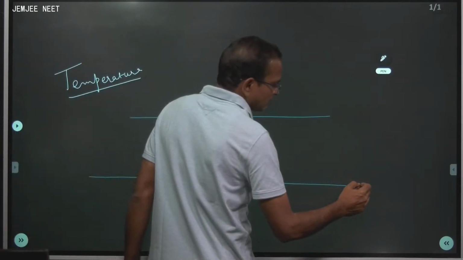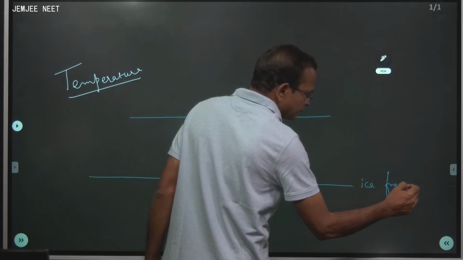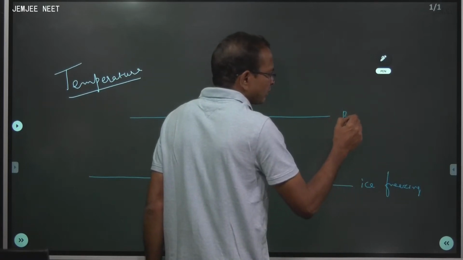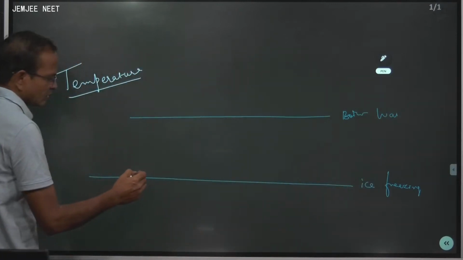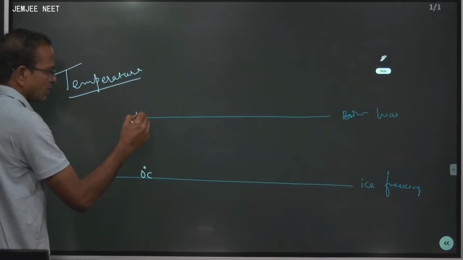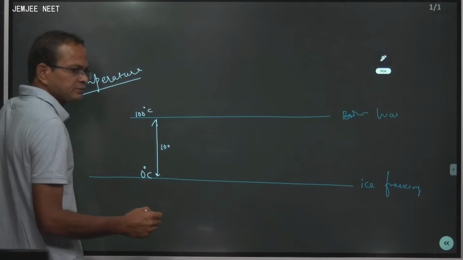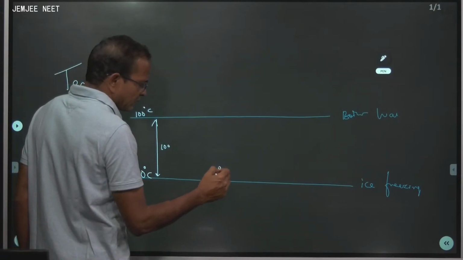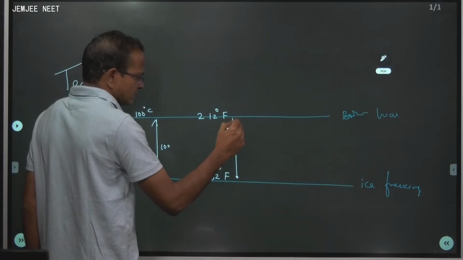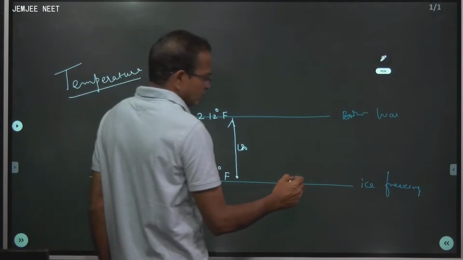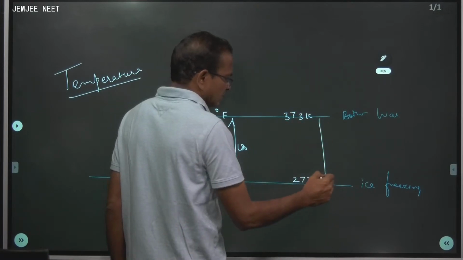This is the ice point, called the freezing point of ice. This is the boiling point of water. The temperatures are 0 degrees Celsius, 100 degrees Celsius. The difference is 100. 32 degrees Fahrenheit, 212 degrees Fahrenheit. The difference is 180. 273 Kelvin, 373 Kelvin. The difference is 100.